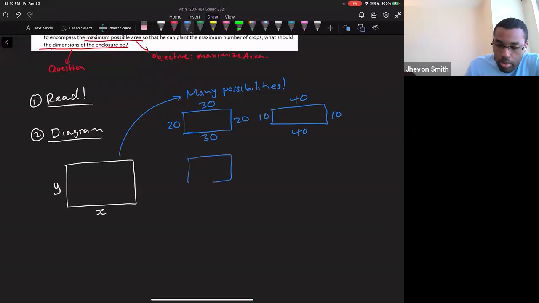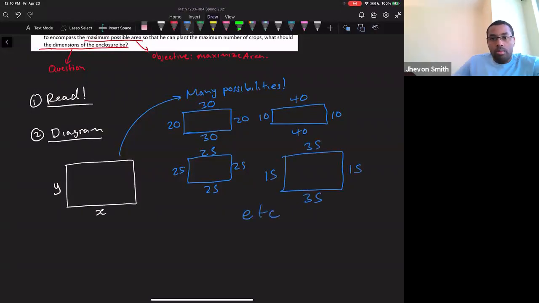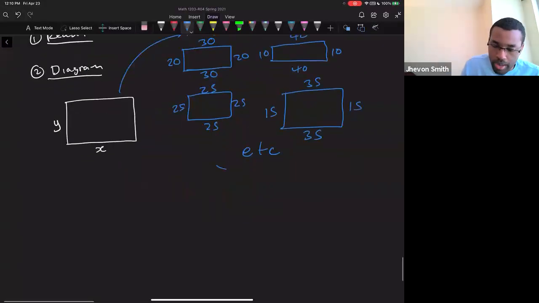He could do something like 25, 25, 25, 25, right? He could do something like 35, 15, 15, 35, right? Etc. So there are many, many ways that he can build this. And this is just some of the integer options, right? He could do 33 and a half on the one side or whatever, right? So you need to find the best one.